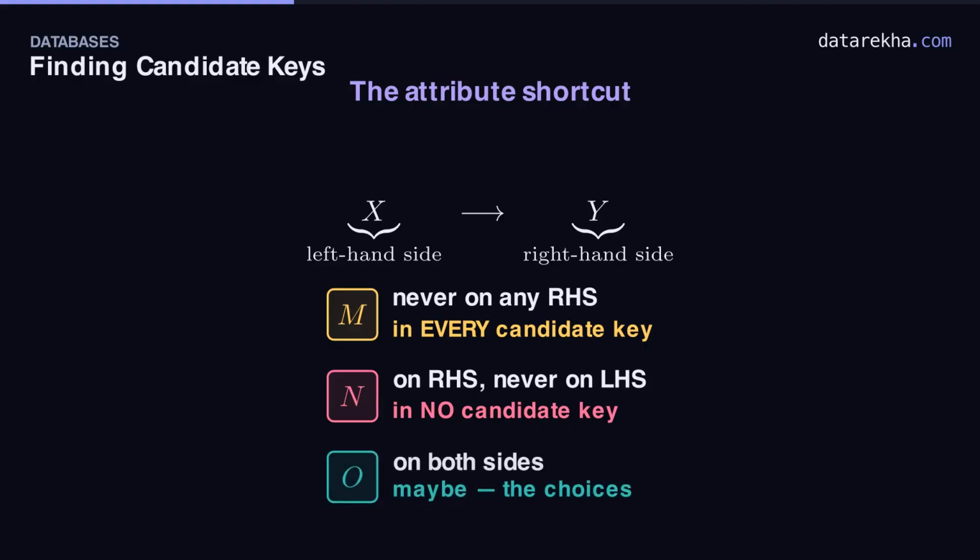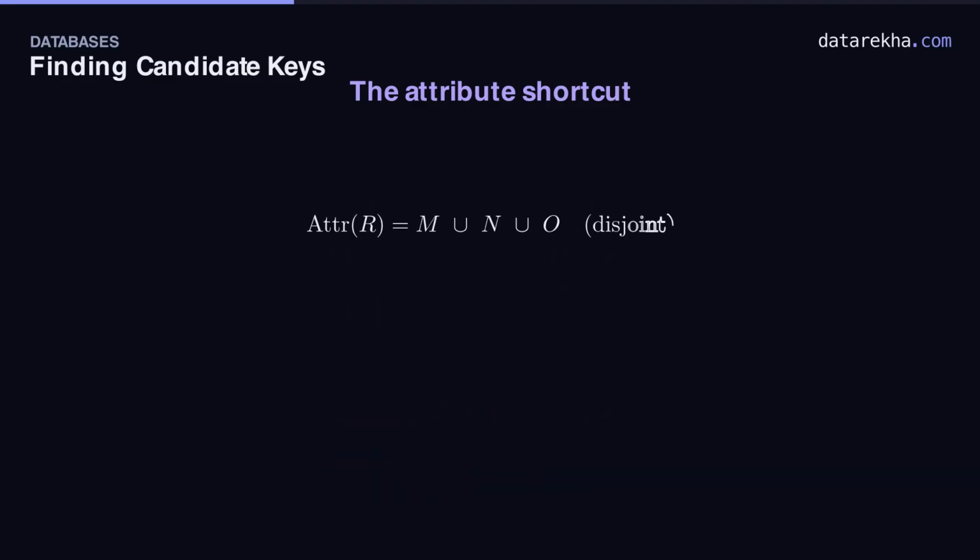And the rest? O, attributes living on both sides. These can determine and be determined. So suitable pieces of O added onto M are what round out our keys. Every attribute lands in exactly one of these three buckets. That single sorting step shrinks the search from hopeless to easy.